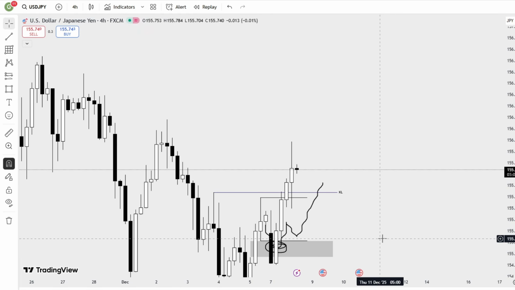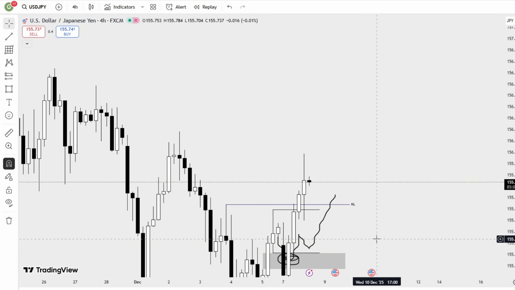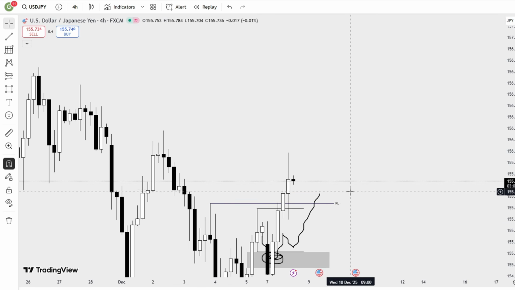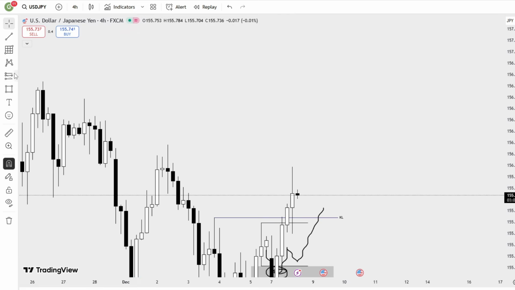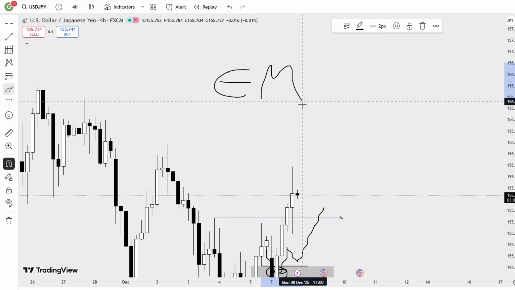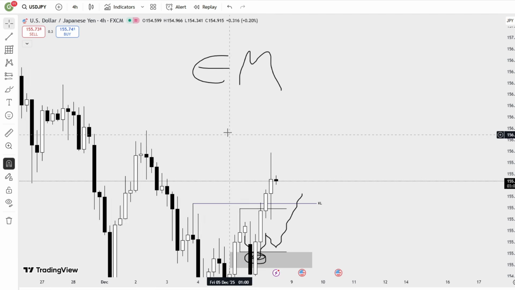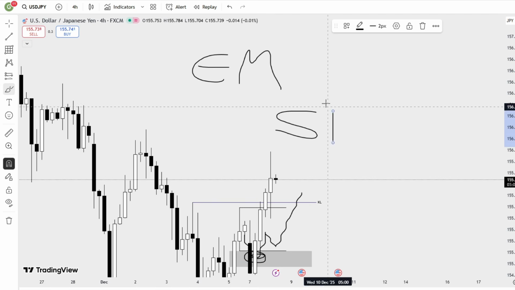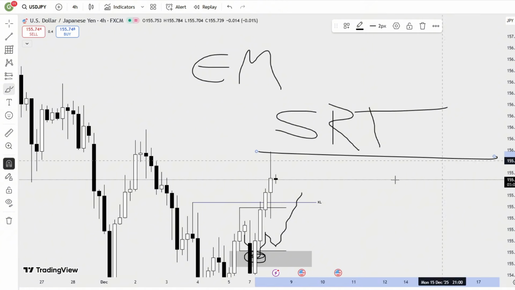Welcome to lesson number 6 of the CRT full course swing trade. In today's lesson, we're going to talk about entry models, because you already know the CRT we talked about in the last lesson.